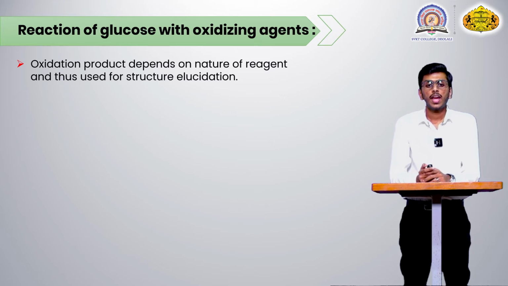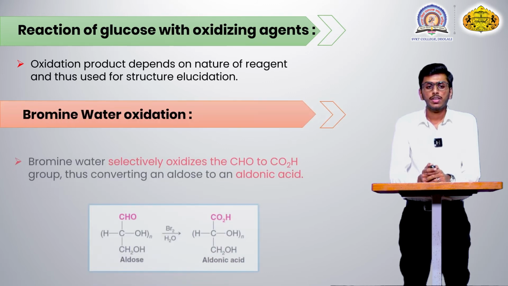Now next is the reaction of glucose with oxidizing agents. Oxidation is a process of loss of electrons or increase in the oxidation number of any ion, molecule or atom. The reagent which carries out oxidation is known as an oxidizing agent and is itself reduced. Oxidation products of glucose wholly depend on the nature of the reagent used, and these reactions are always used for the structure elucidation of carbohydrates.